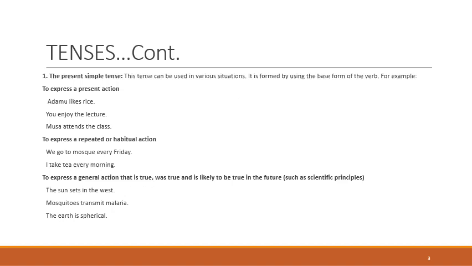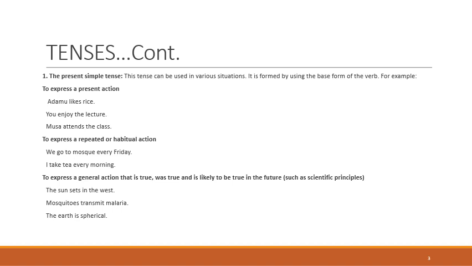We said that's what we call present simple tense. We said this present simple tense can be used in various situations. It's formed by using the base form, that is the form of verb that is not inflected in any way, and the subject, the first form, and the other object or complement, depending on the kind of sentence we are making.